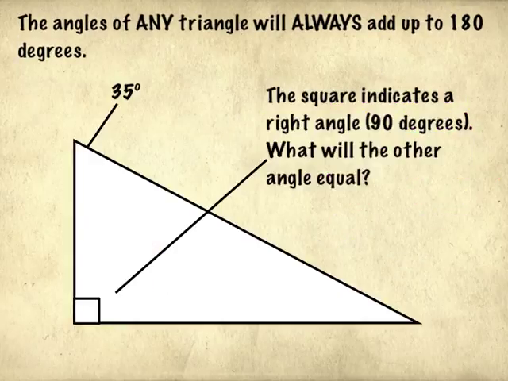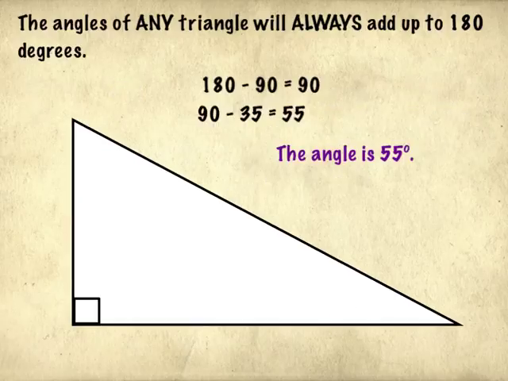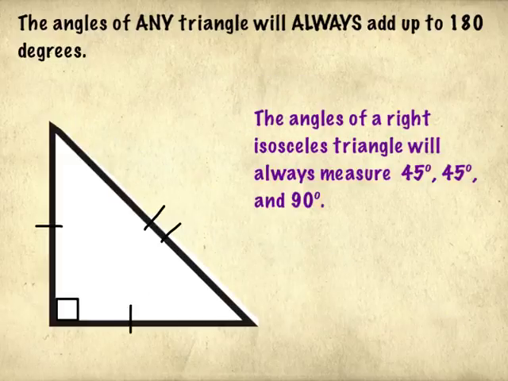So knowing that all triangles have angles that add up to 180 degrees, here we have a right scalene triangle. So all the angles and sides are going to be different lengths or measurements. We have a square here that indicates a right angle of 90 degrees, and this angle is 35 degrees. What will the other angle equal? As you see, I just did some math. I did 180 because all three angles add up to 180, and I took away the 90. So that gave me 90, and then I took away the 35, and that gave me 55. My missing angle is 55 degrees.